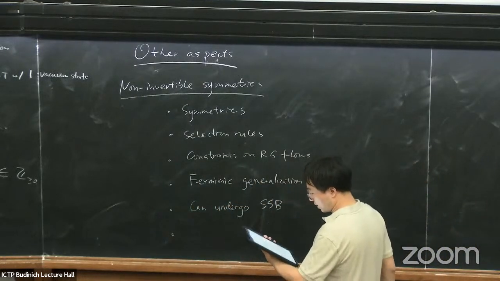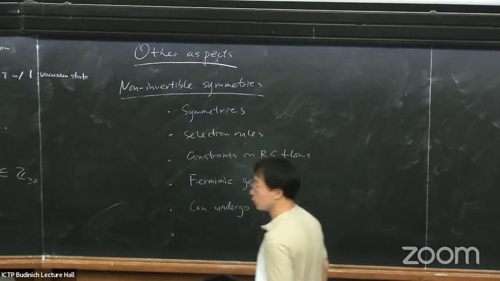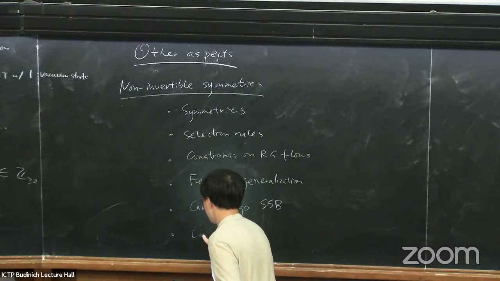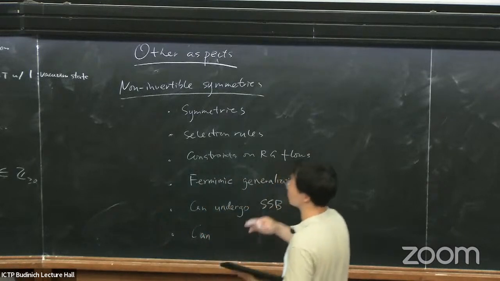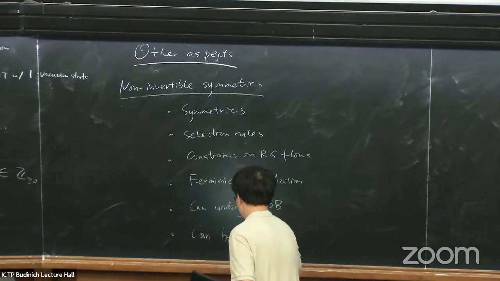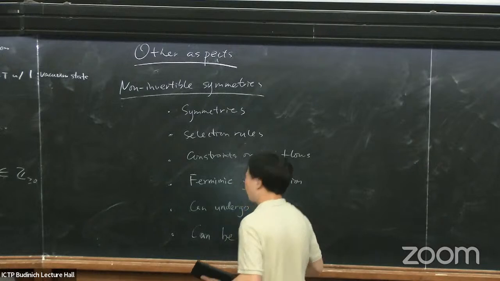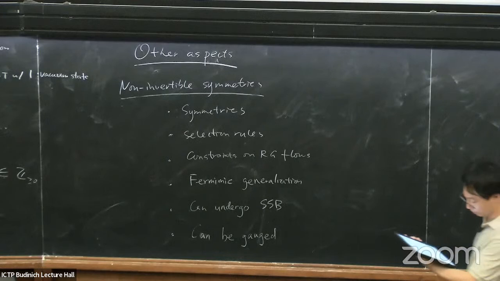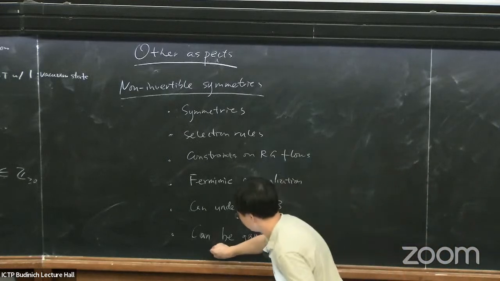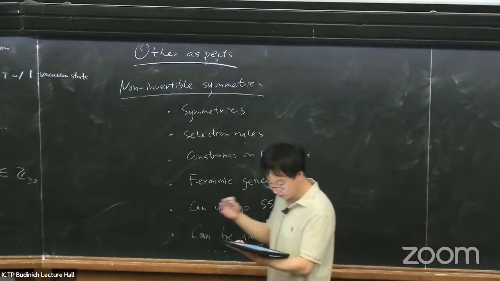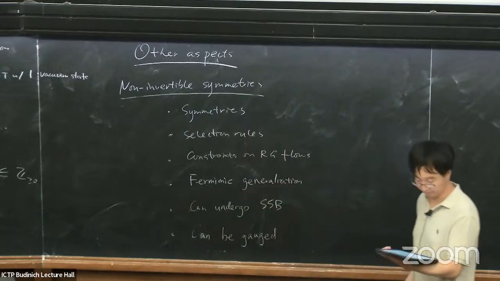Something I also didn't discuss is that these non-invertible symmetries, if they're not anomalous, can be gauged. So there's a precise way to gauge non-anomalous non-invertible symmetries, and this is the way to produce other CFTs starting from CFTs with non-invertible symmetries. And the list goes on. Essentially, the list contains all the nice things we like about usual symmetries, and it's a more general, richer framework.